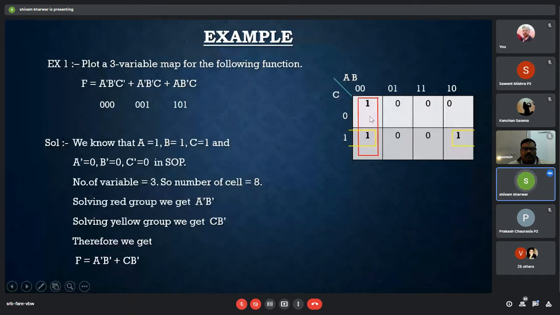Now we have to do the grouping. So we have grouped this one as the red group and this one as the yellow group. On solving the red group, we get complement of A and complement of B. And solving the yellow group, we get C into complement of B. Now, as it is sum of products, the final answer will be the sum of both. So the final answer is F is equal to complement of A into complement of B plus C into complement of B. Thank you, sir.